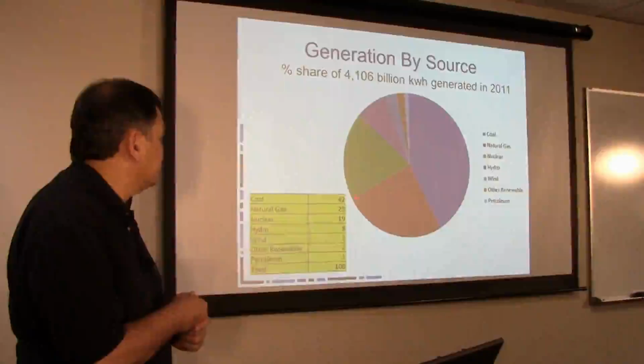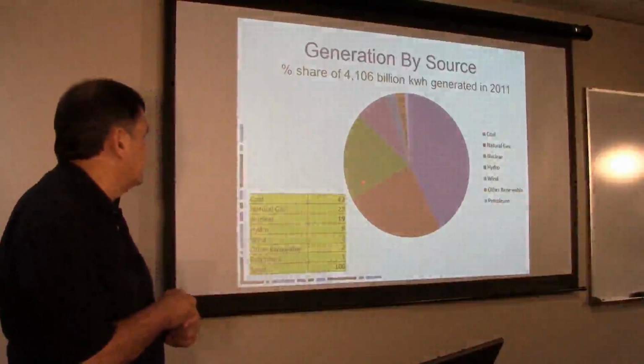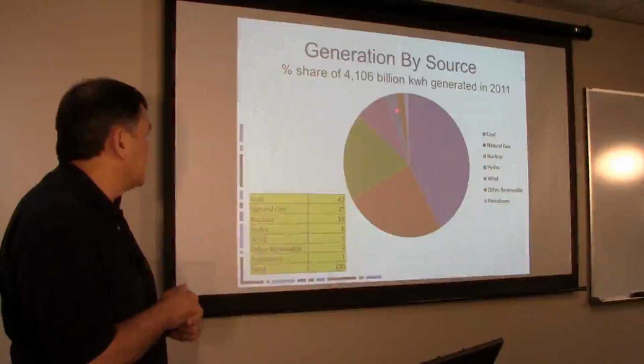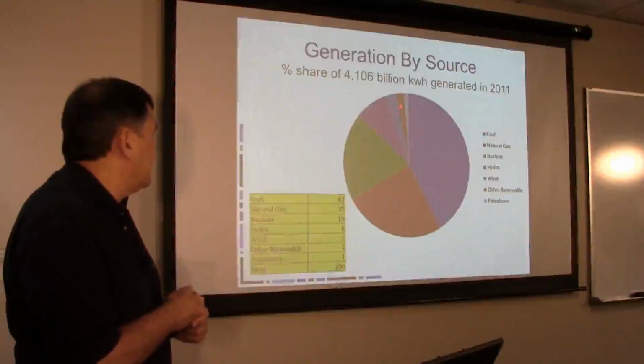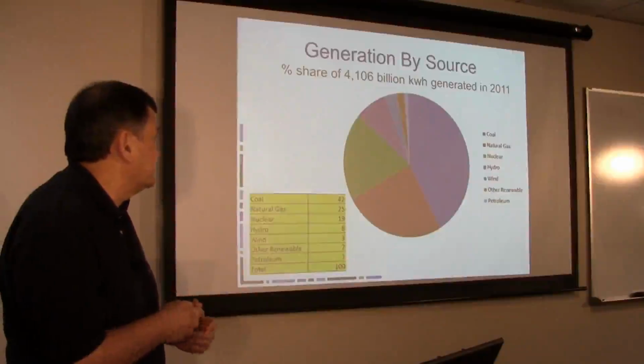Right now, if we look at the sources of generation for producing kilowatt hours in 2011, this is a pie chart showing that we are heavily dominated by coal at 42%, and then natural gas is the next largest at 25%, nuclear at 19%, hydro at 8%, wind growing quickly is now at 3%, other renewables at 2%, and petroleum has been becoming less and less, down to 1%, for the total of 100.